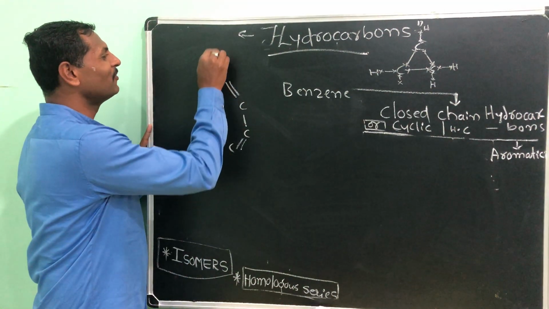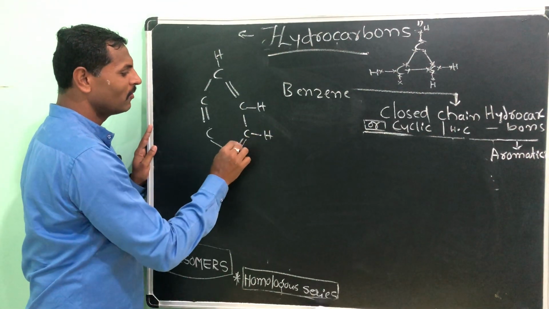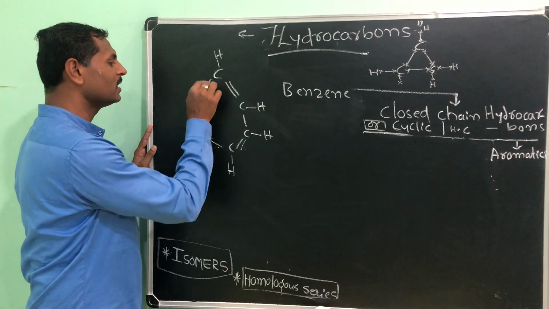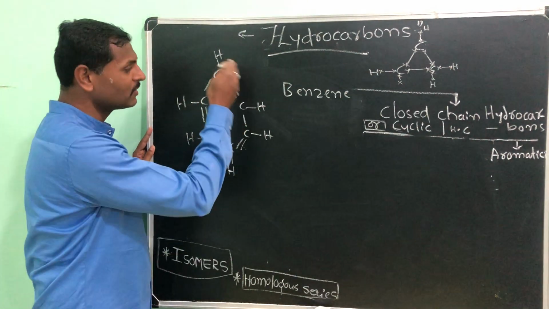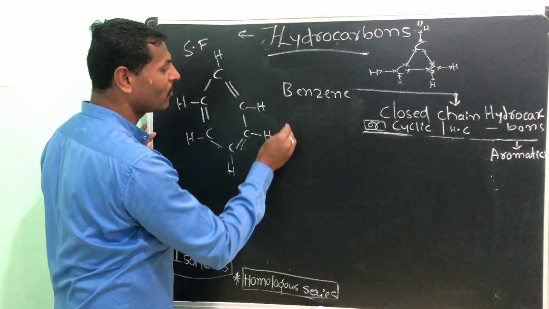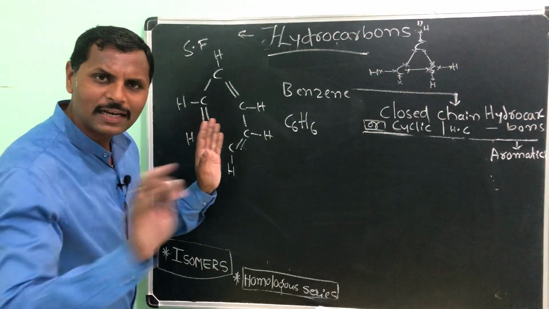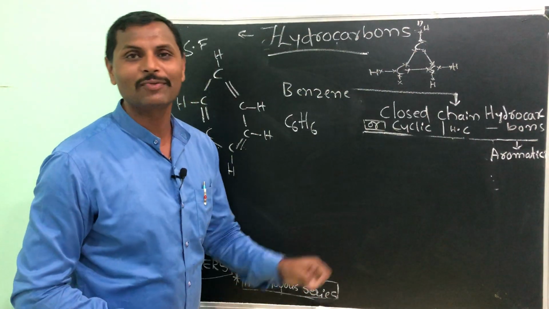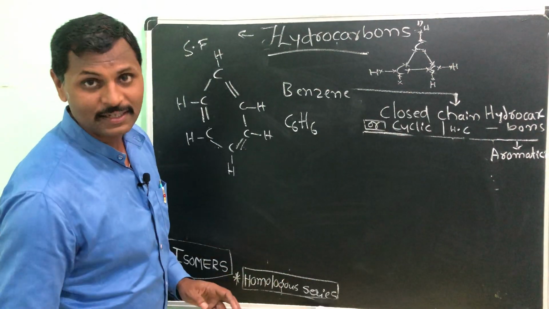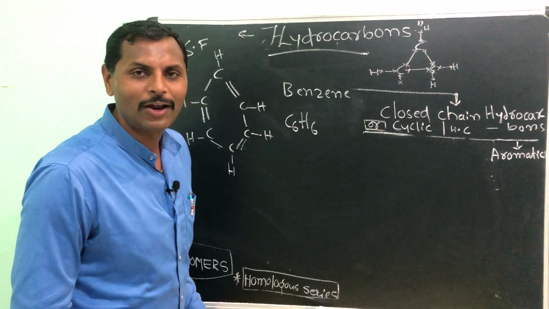Fill in the hydrogens, 1 2 3 and 4 for each carbon. Then the structural formula is over. This is SF. Okay, write the MF, molecular formula. How many carbons are there? 6 only. How many hydrogens are there? 6 only. No general formula, don't worry, there is no general formula for the aromatic groups. This year I am telling you, you may learn it in the higher class, but this year you will not have any general formula for aromatics.